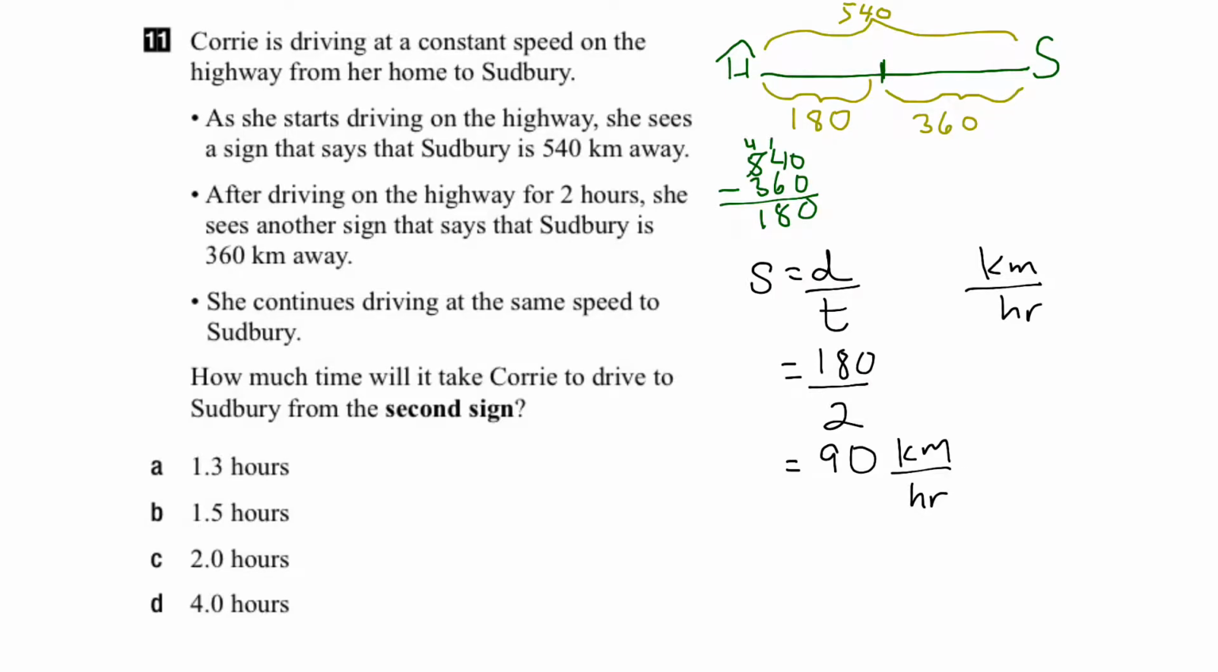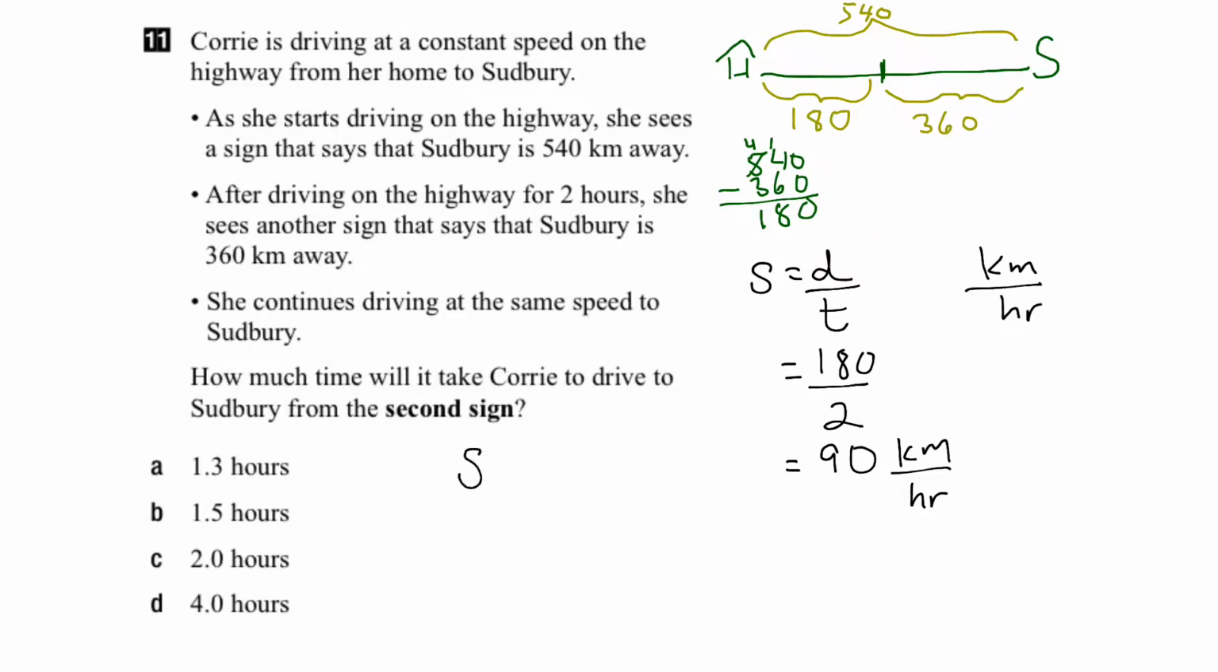We're told then that she continues driving at the same speed to Sudbury, so she's going at the same speed from here all the way to Sudbury. So we have to figure out how long it's going to take her at 90 kilometers an hour to cover the 360 kilometers. Well, if we want to know time, then we need to rearrange this formula and solve for t.